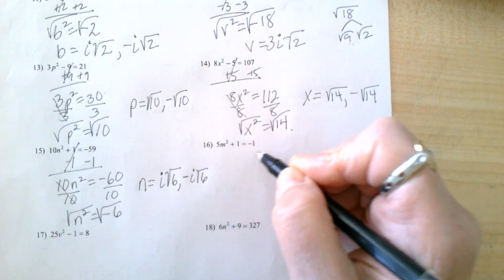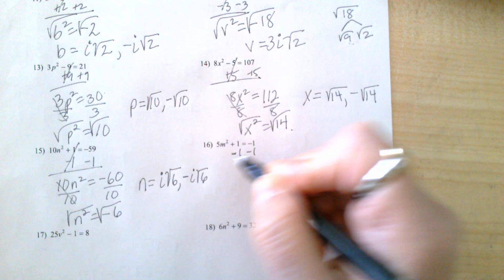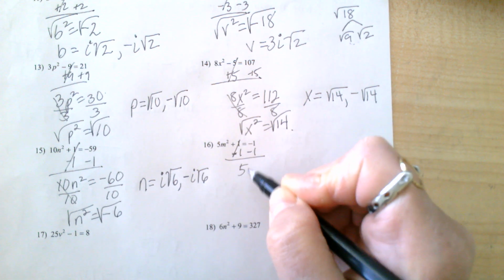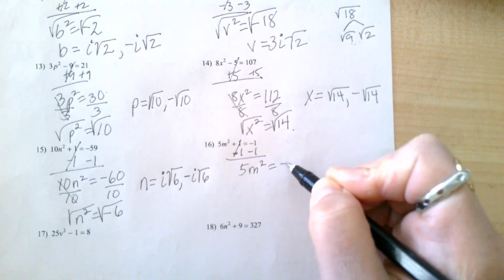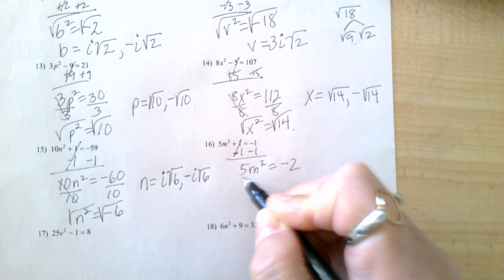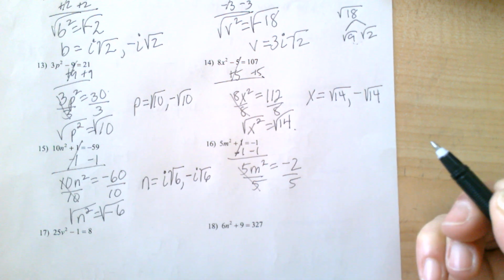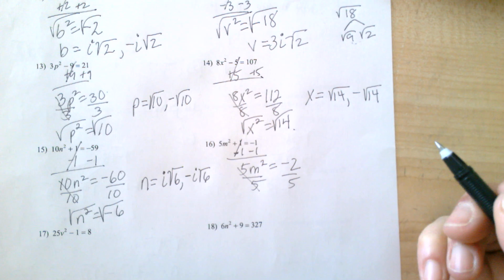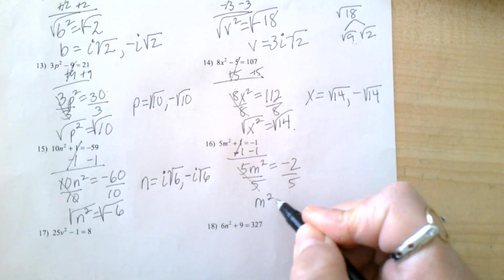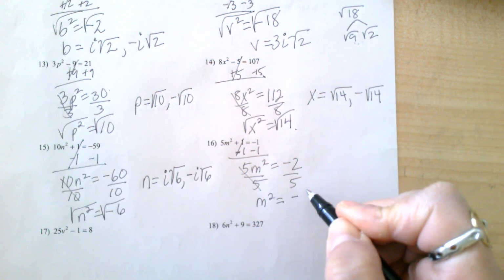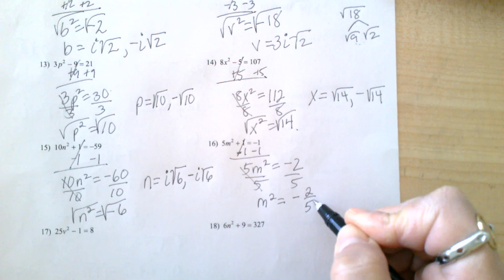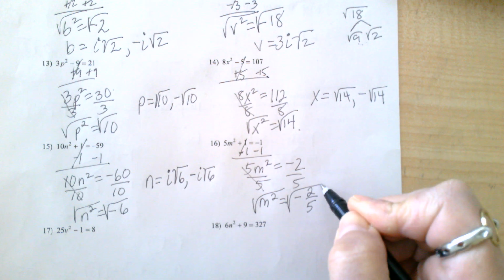Okay, number 16. 5m squared minus 1 equals negative 1. Let's subtract 1 from both sides. So we get 5m squared equals negative 2. Let's divide both sides by 5. Don't worry, it's a fraction. That's absolutely fine. So we have m squared equals negative 2 over 5. We're going to take the square root.